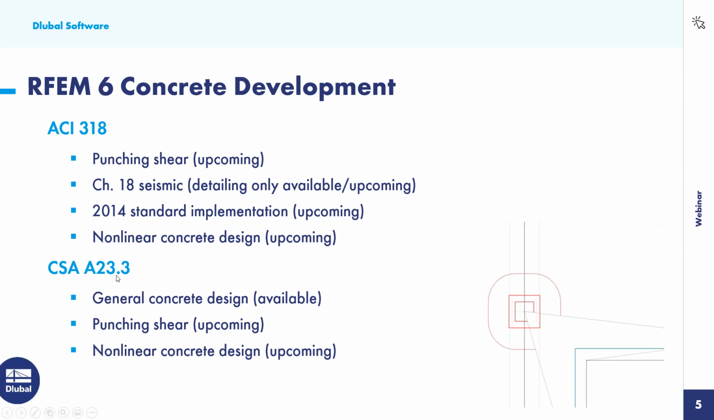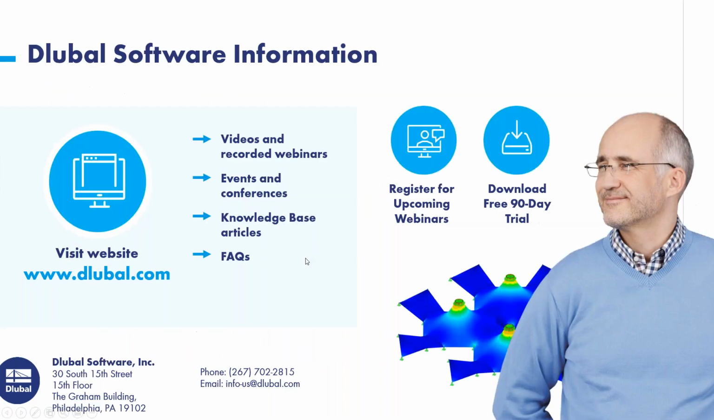CSA A23.3: everything that you saw today is also available for the Canadian standards. It's an identical workflow. We're just doing the design according to the CSA. The punching shear should also be available soon according to the Canadian standards, and nonlinear concrete design as well. So these are just some developments in the near future. Of course, we have longer term developments as well that are just a little bit further off.